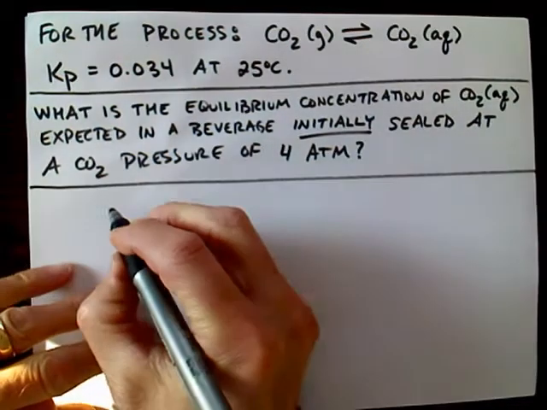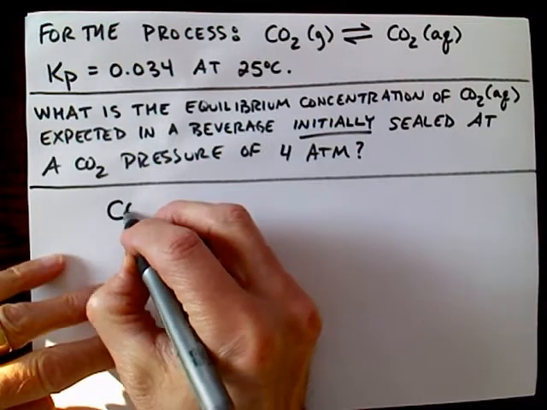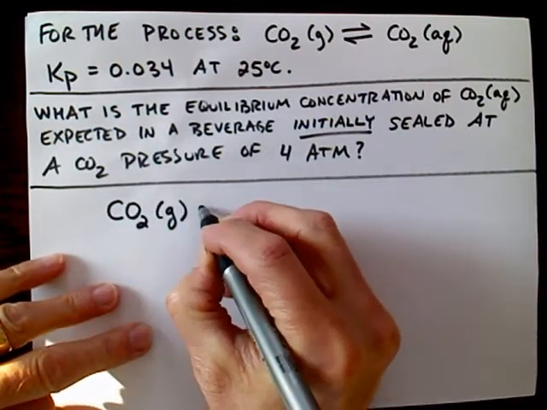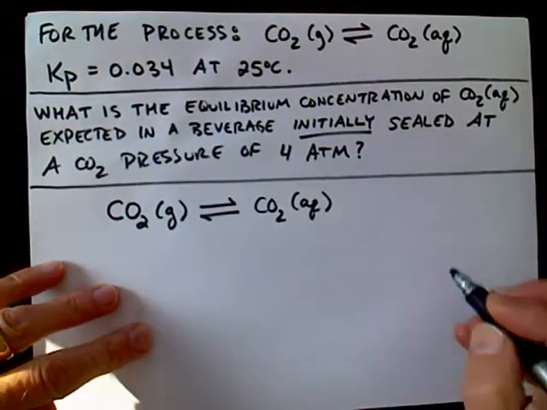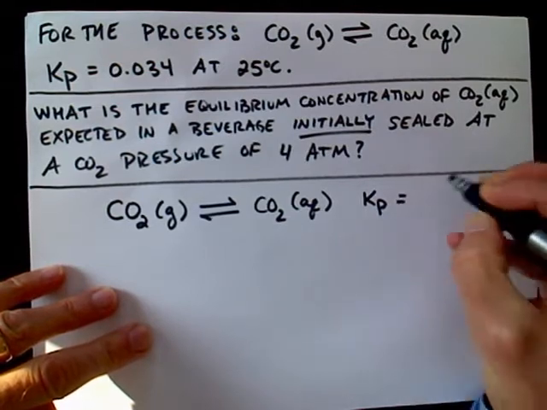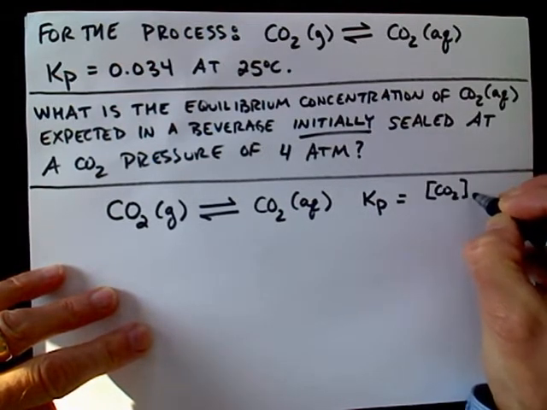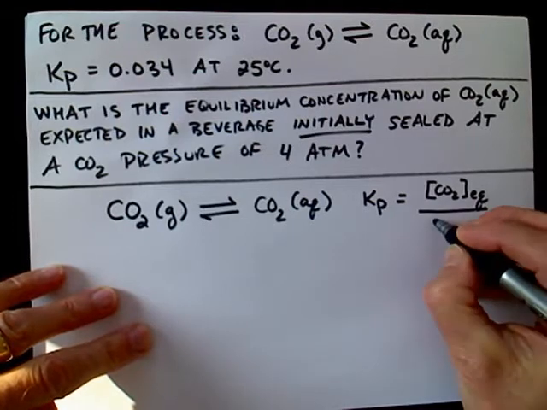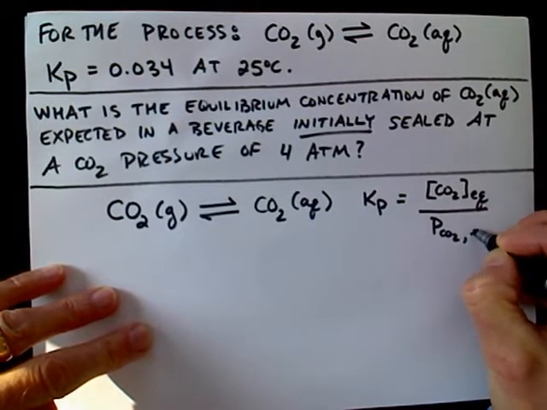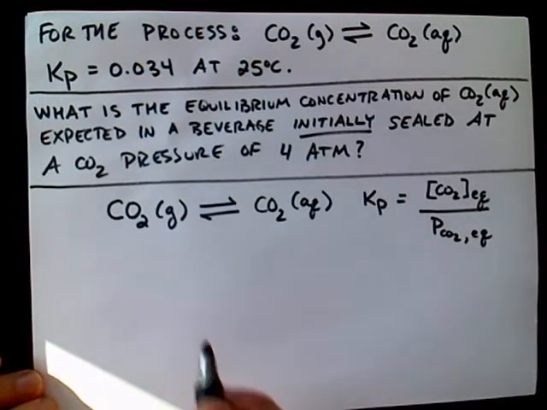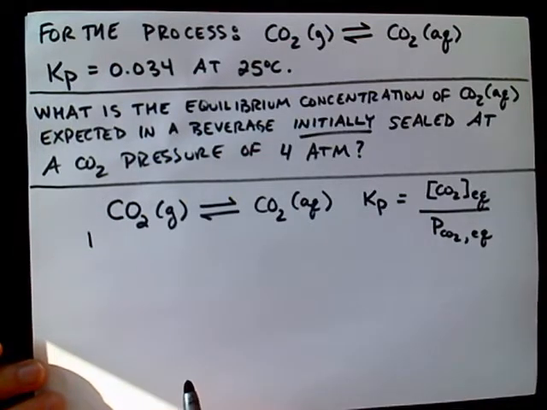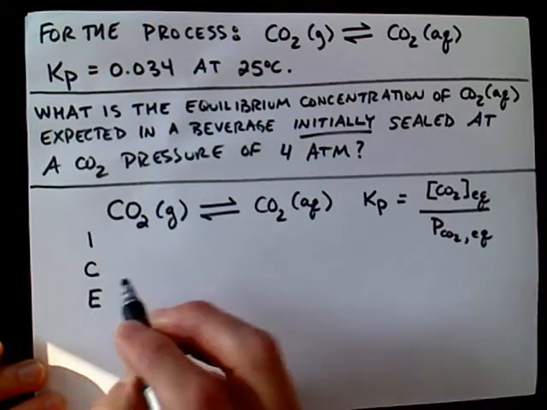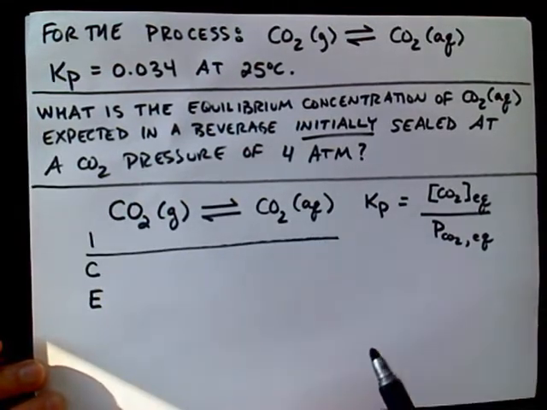So I'm going to write out my chemical equation. I've got carbon dioxide gas going to dissolved carbon dioxide. And I can, of course, write that Kp for this process is the concentration of CO2 at equilibrium divided by the pressure of CO2 at equilibrium. We don't know what the equilibrium concentrations are, but we do know the initial conditions. We're going to figure out the change that occurs, and then get to our equilibrium value. So in this row, I'm going to place my initial conditions.